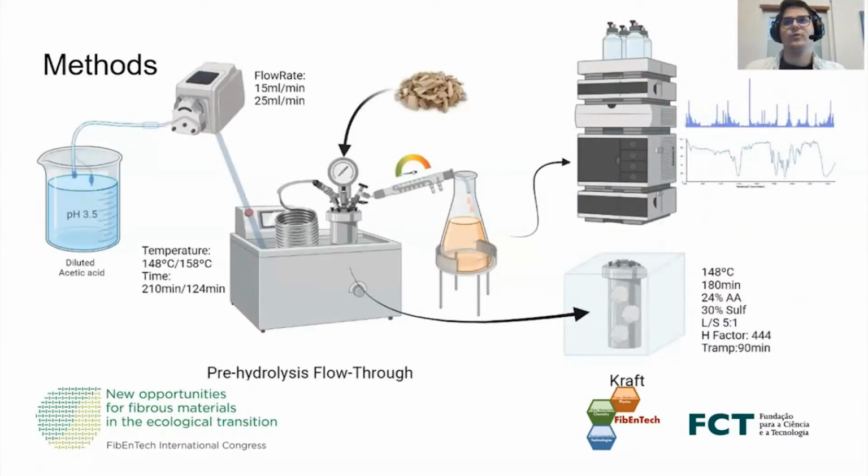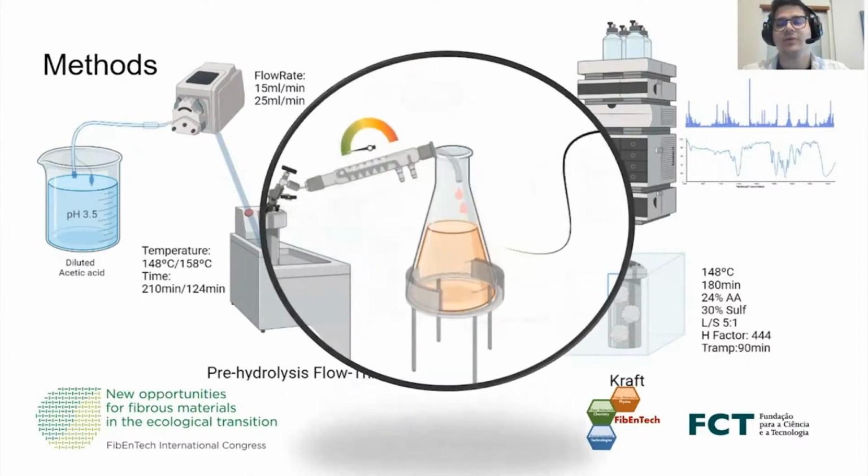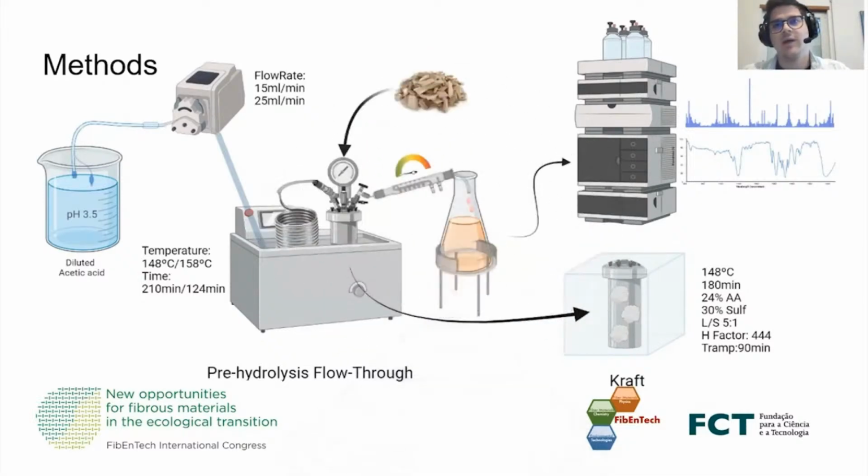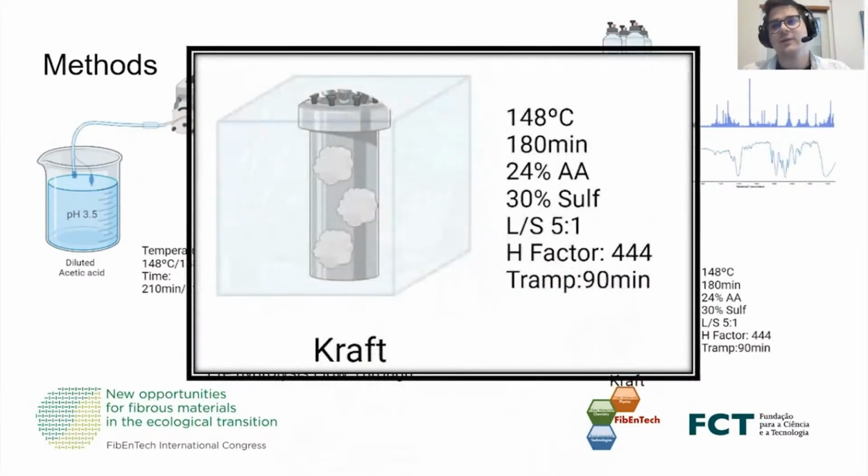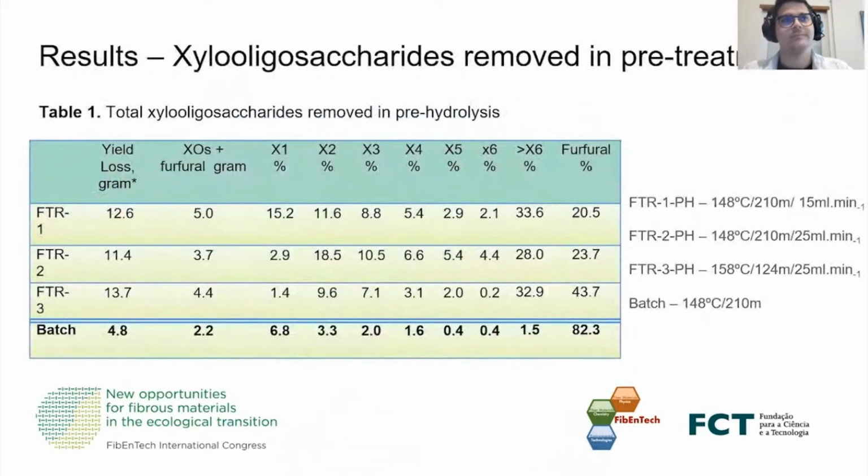The system used was a flow-through reactor, which allowed the control of flow or retention time and temperature. The samples were collected after cooling and analyzed by high-pressure liquid chromatography. The important part of this method is the ability to recover samples throughout hydrolysis, which gave more information about the different compounds released and the kinetics of extraction. The kraft process for all the different pretreatment conditions was the same.